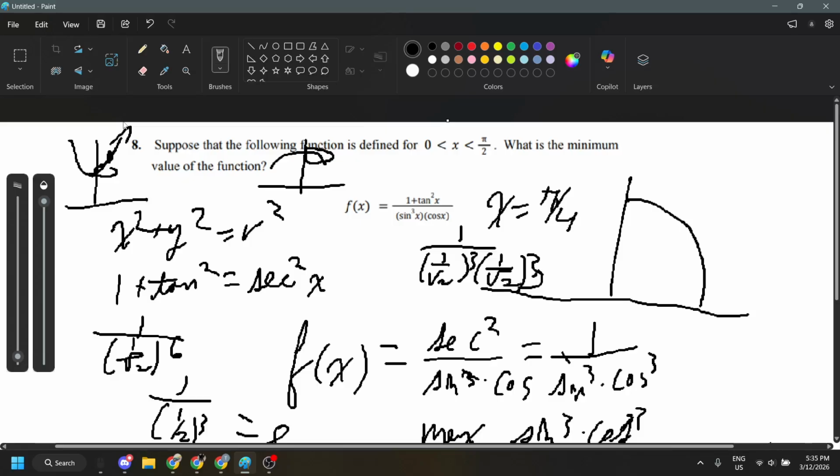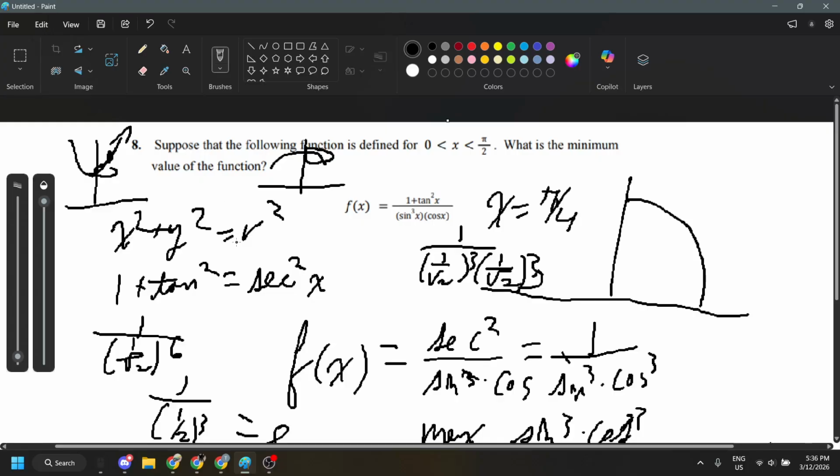Sorry guys, I'm currently checking the answer. This is 8. 8 is 8. Cool, I got it correct.